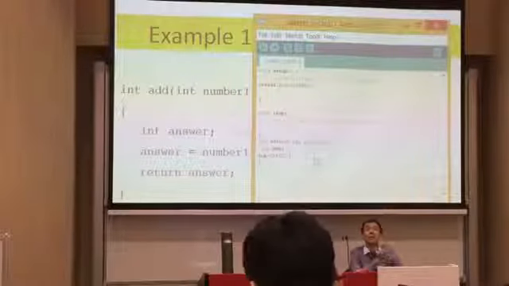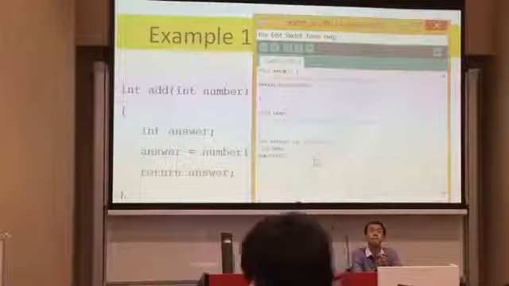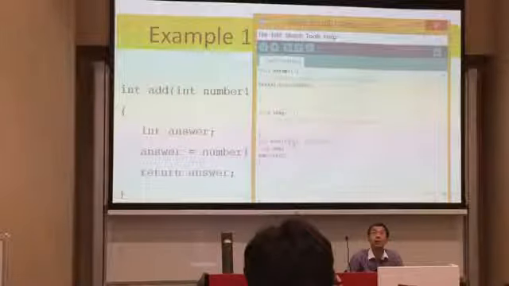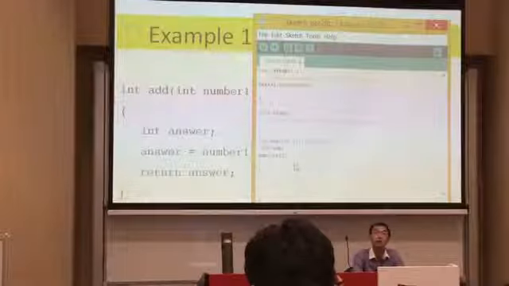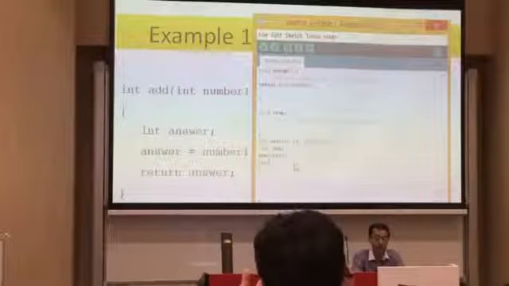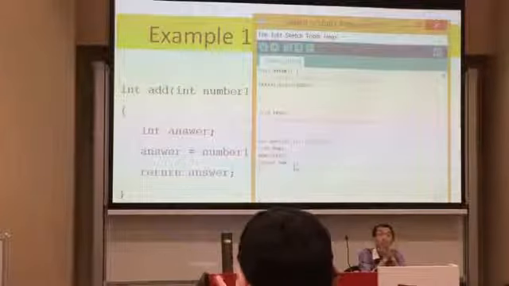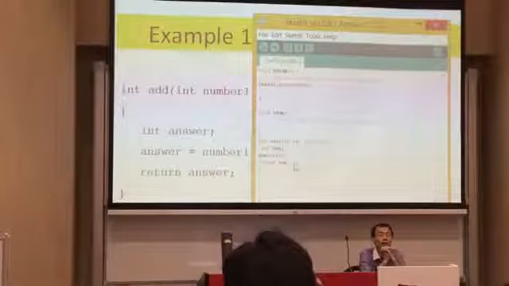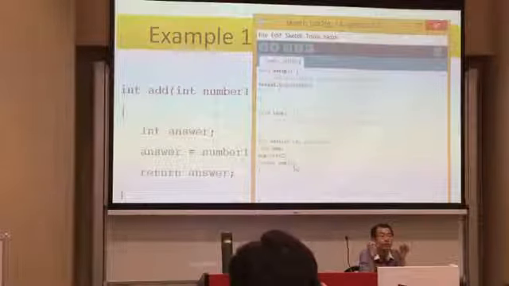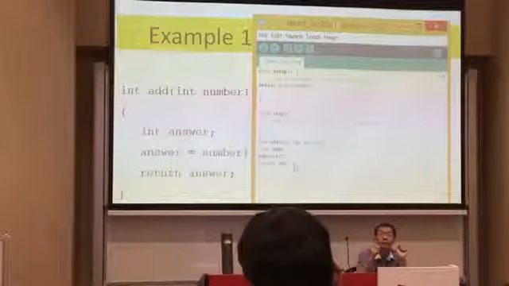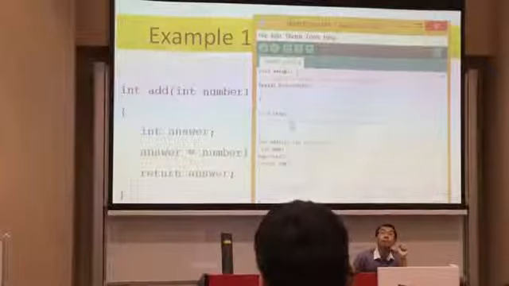Okay, so now we use x1, right? Then you need to return sum. So this is my function for adding two numbers. Is it okay so far?